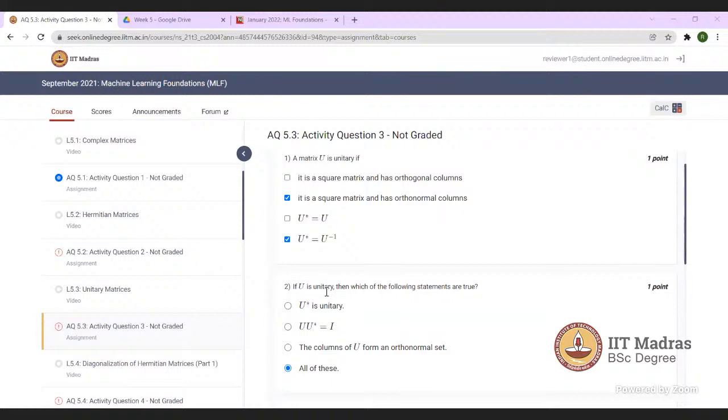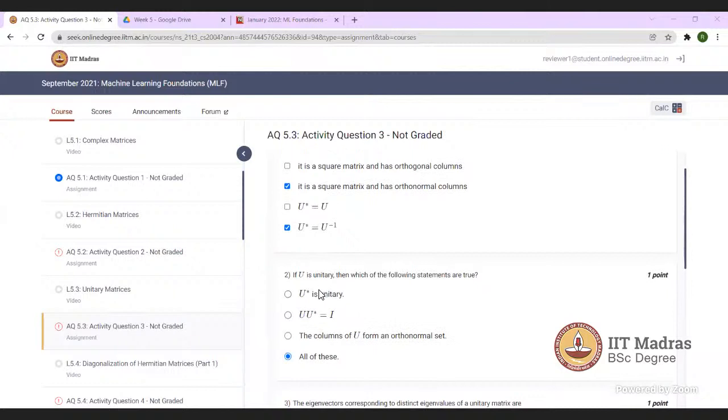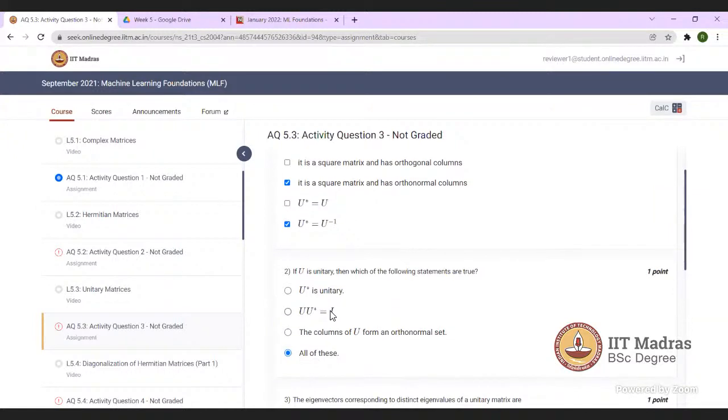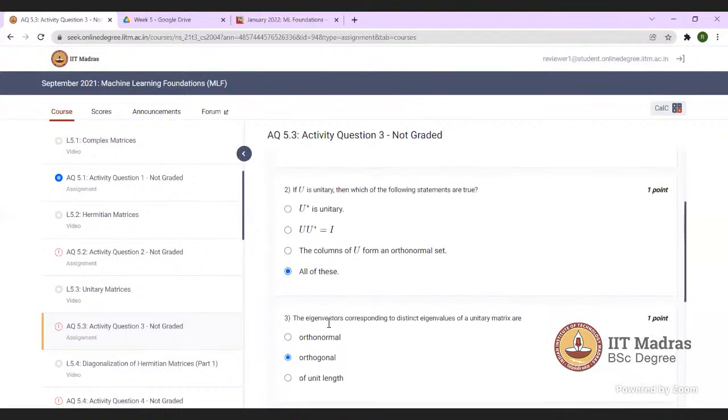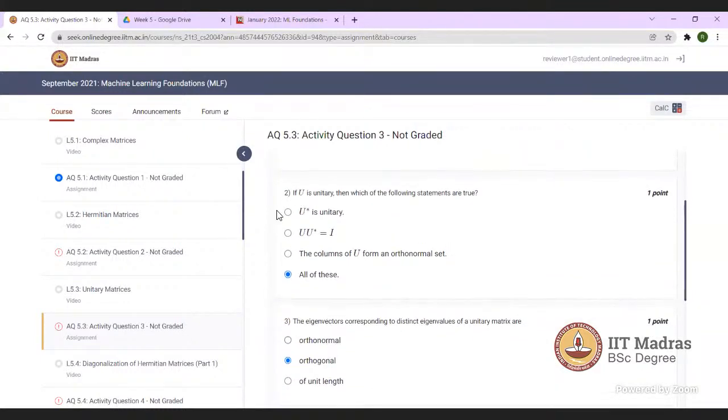The second one: if U is unitary, which of the following statements are true? U star is unitary, U star equals U inverse, that is always true, and columns of U form an orthonormal set, that is true. So yes, all of these are correct. The second question is clear, right? If you do not ask any questions, I will proceed further, thinking that you do not have any questions. How is the first one true? U star is unitary.